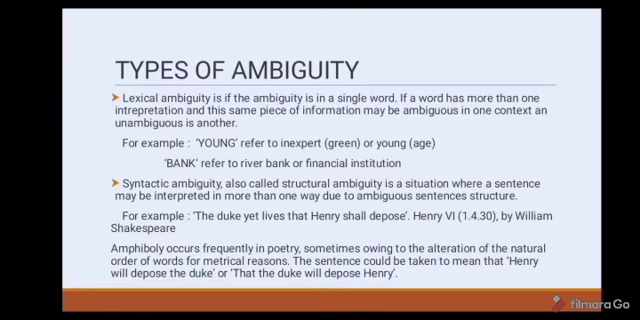Types of ambiguity. First, lexical ambiguity is when the ambiguity is in a single word. If a word has more than one interpretation, the same piece of information may be unambiguous in one context and ambiguous in another. For example, young refers to inexpert.